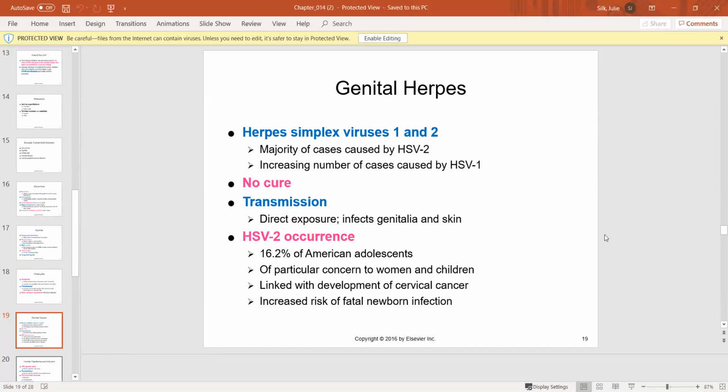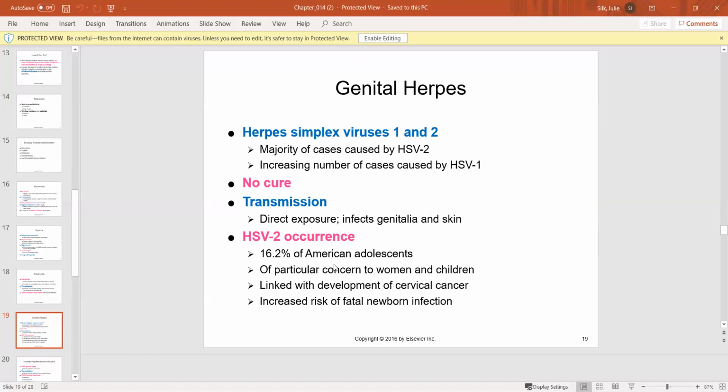With HSV2, 16.2% of American adolescents have this, of particular concern to women and children, of course. And then it's linked with development of cervical cancer and its increased risk for fatal newborn infection.